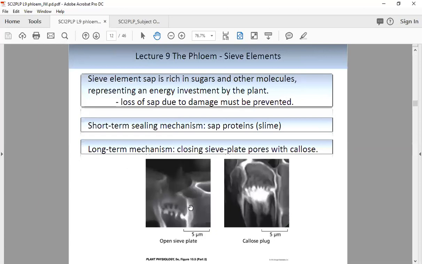So in these images, we can see on the left, this is an open sieve plate here, which hasn't been sealed in any way. And then on the right, we can see this plug here, almost like a fluorescent area, and this represents a plug of callose. And then what happens when the sieve element actually recovers from the damage or from the stress that it's under? The callose is simply dissolved by a callose dissolving enzyme, and those pores can start to function once again.